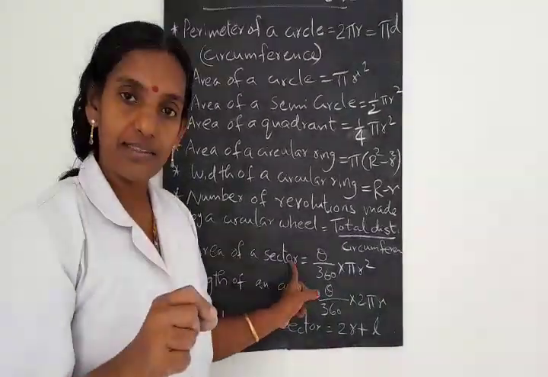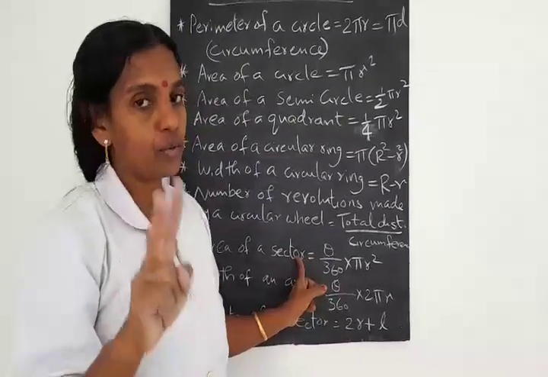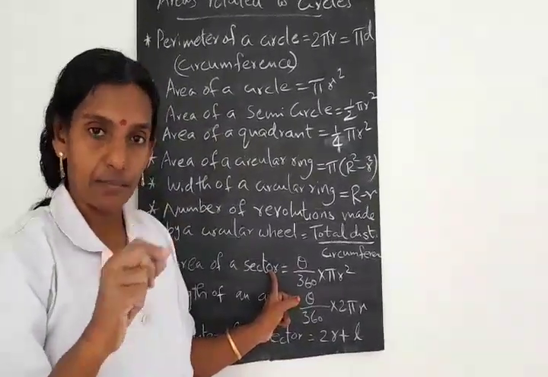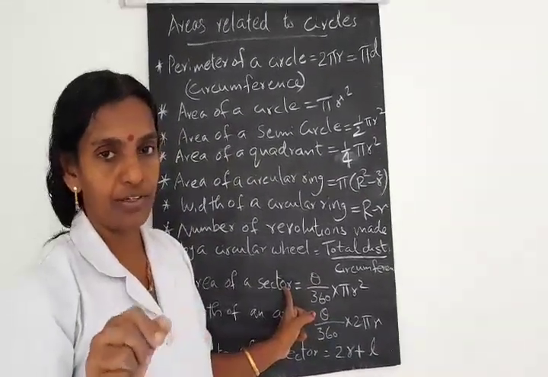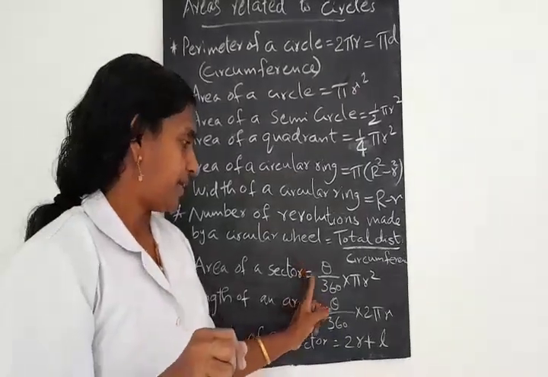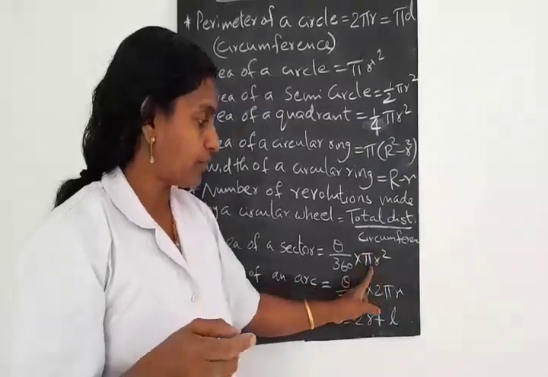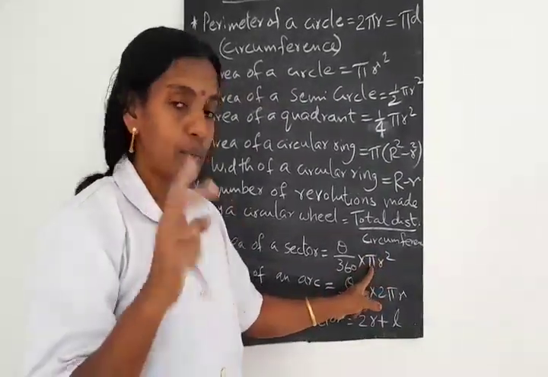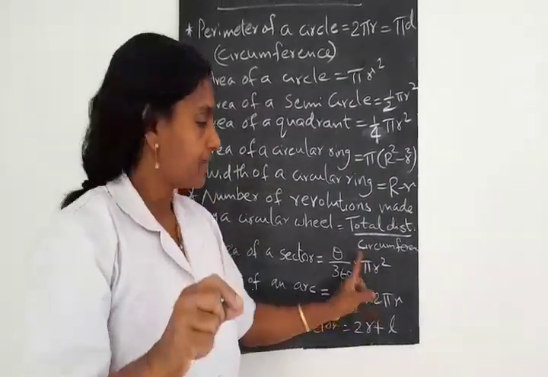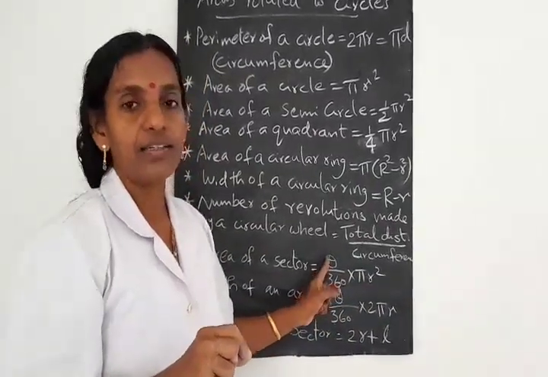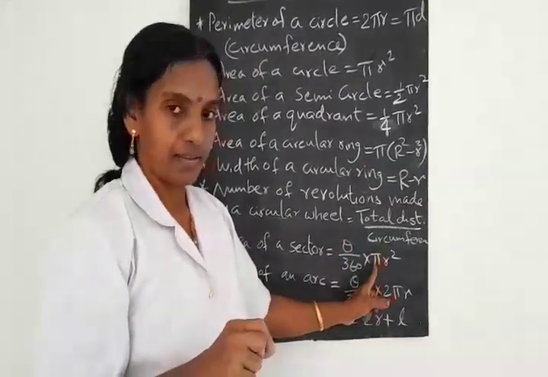Okay. Now the next, area of a sector. You know, sector is the region covered by two radii and the corresponding arc. It's a part of a circle. So the area is theta by 360 into pi r square. Total area of the circle is pi r square, and the two radii make an angle at the center, that is theta degree. So theta by 360 into pi r square.